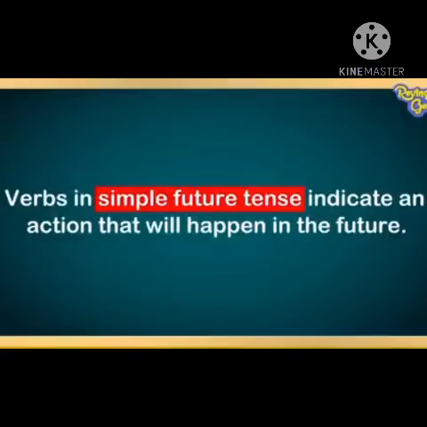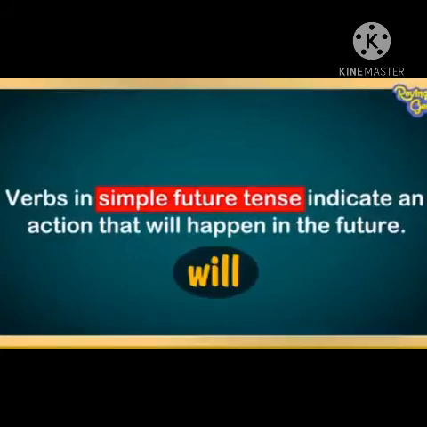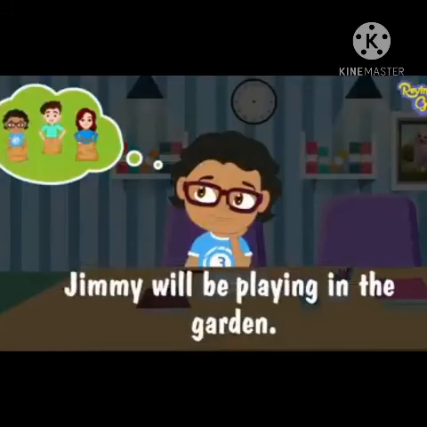Next, verbs in simple future tense indicate an action that will happen in the future. In this, the verb simply begins with will. For example, Jimmy will be playing in the garden. So, this was the quick recap of the topics which we have already done. Kindly go through the previous videos to know in detail.